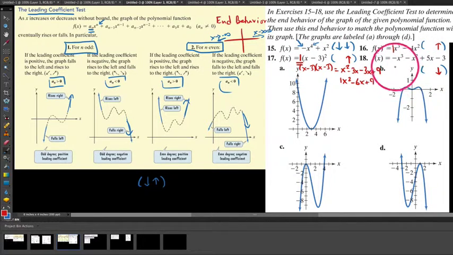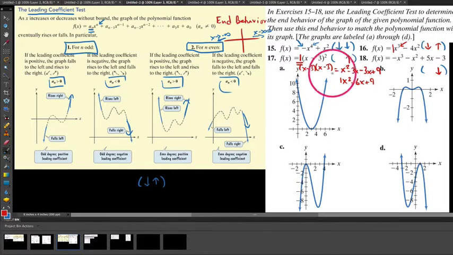Now the easy part about this is once you get the right side behavior, we'll just look at the degree to say, would the left be the same or different as the right side behavior? So because I have an odd degree, well, what do you know about odd degree? Odd degree behaves differently on the left and right. So if that was up, this is going to fall on the left side.